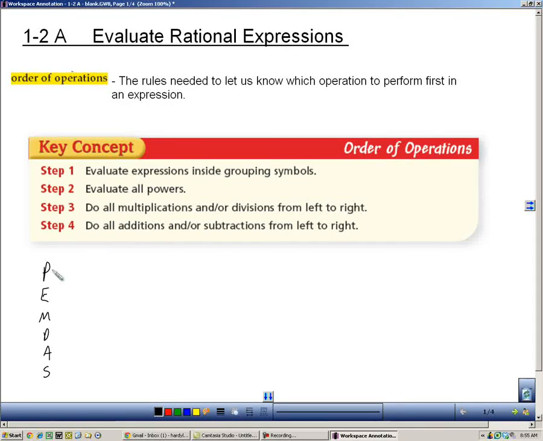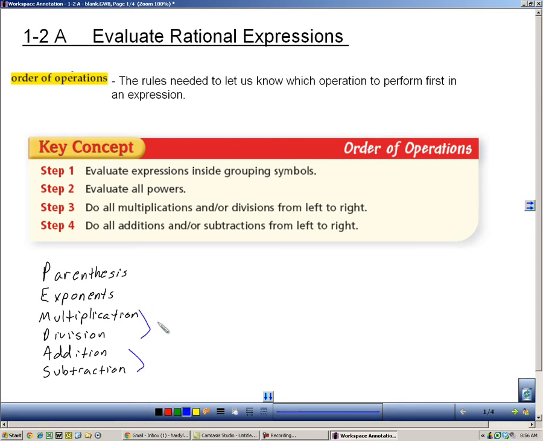Now this mnemonic here, PEMDAS, is what we use typically in the mathematical world to remember these steps. This is what each letter stands for in the order of operations. P is parentheses, also known as grouping symbols. E is exponents. M is multiplication. D is division. A is addition. And S is subtraction. A reminder, these are done from left to right. But this is one way that you can remember the order of operations, this word PEMDAS.